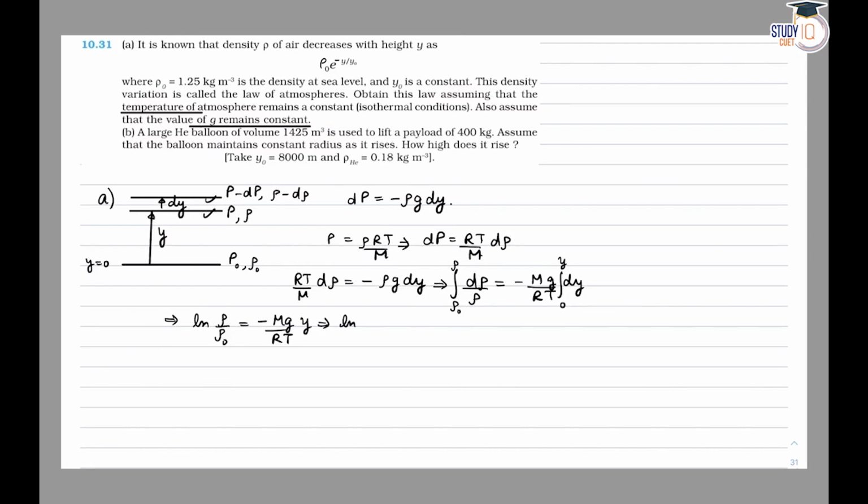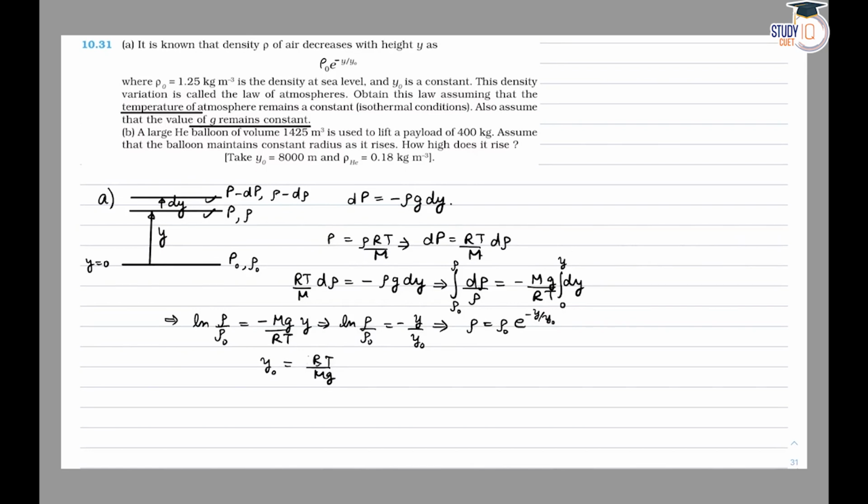And let us write this minus of Mg by RT as 1 upon y naught. So this relation becomes this one, and this gives you rho is equal to rho naught e raised to power minus y by y naught. And then as per our relation, this y naught is equal to the reciprocal of Mg by RT, or you can say it is RT by M into g. So this is the variation of density with height.